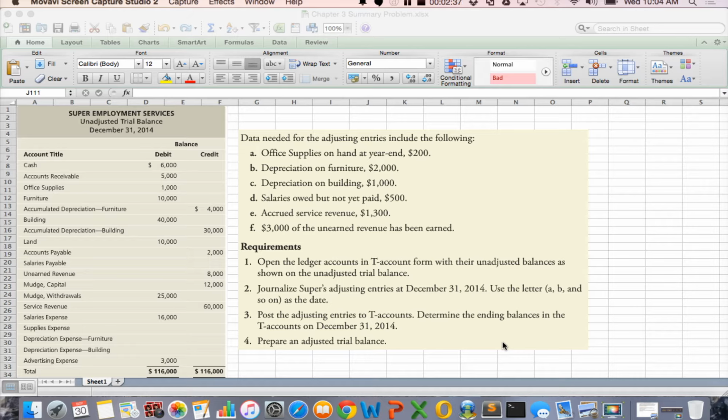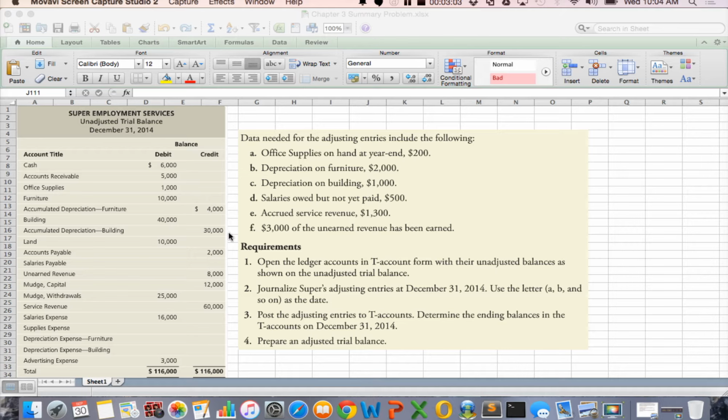Okay, so this to the left here, I know it's probably a little hard to see the account titles from the back of the room, but this is the unadjusted trial balance. This is December 31st, 2014, right here. And unadjusted trial balance, so we just took the balance that was in these accounts as of this day before we did any adjusting entries, okay?